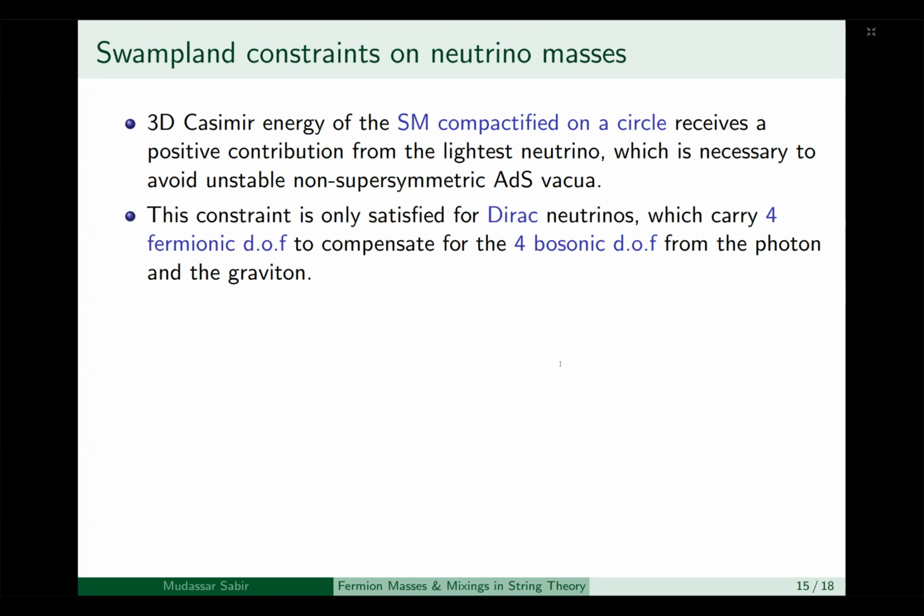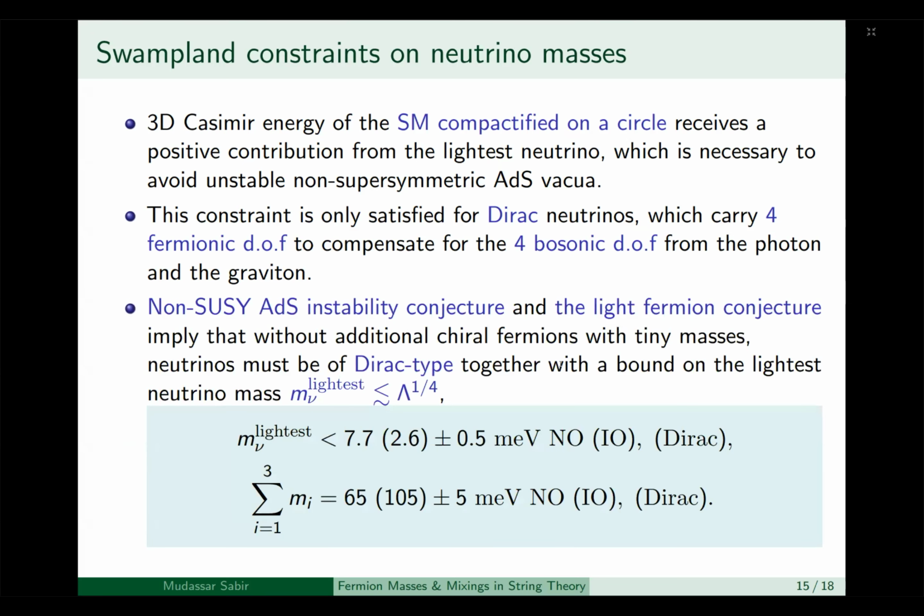This constraint is only satisfied for the Dirac neutrinos, which carry 4 fermionic degrees of freedom to compensate for the 4 bosonic degrees of freedom from the photon and the graviton. So there was a conjecture that non-supersymmetric AdS is unstable.